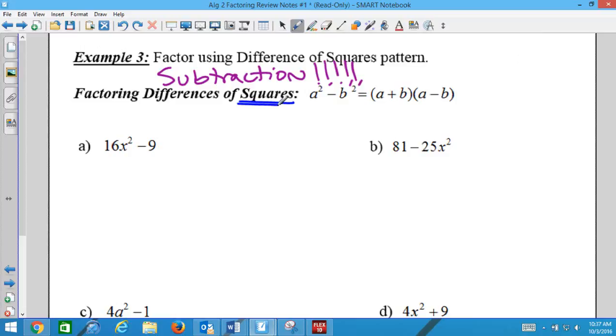It also has to be perfect squares, meaning every single piece of it has to be perfect squares. All parts have to be perfect squares. Everything.